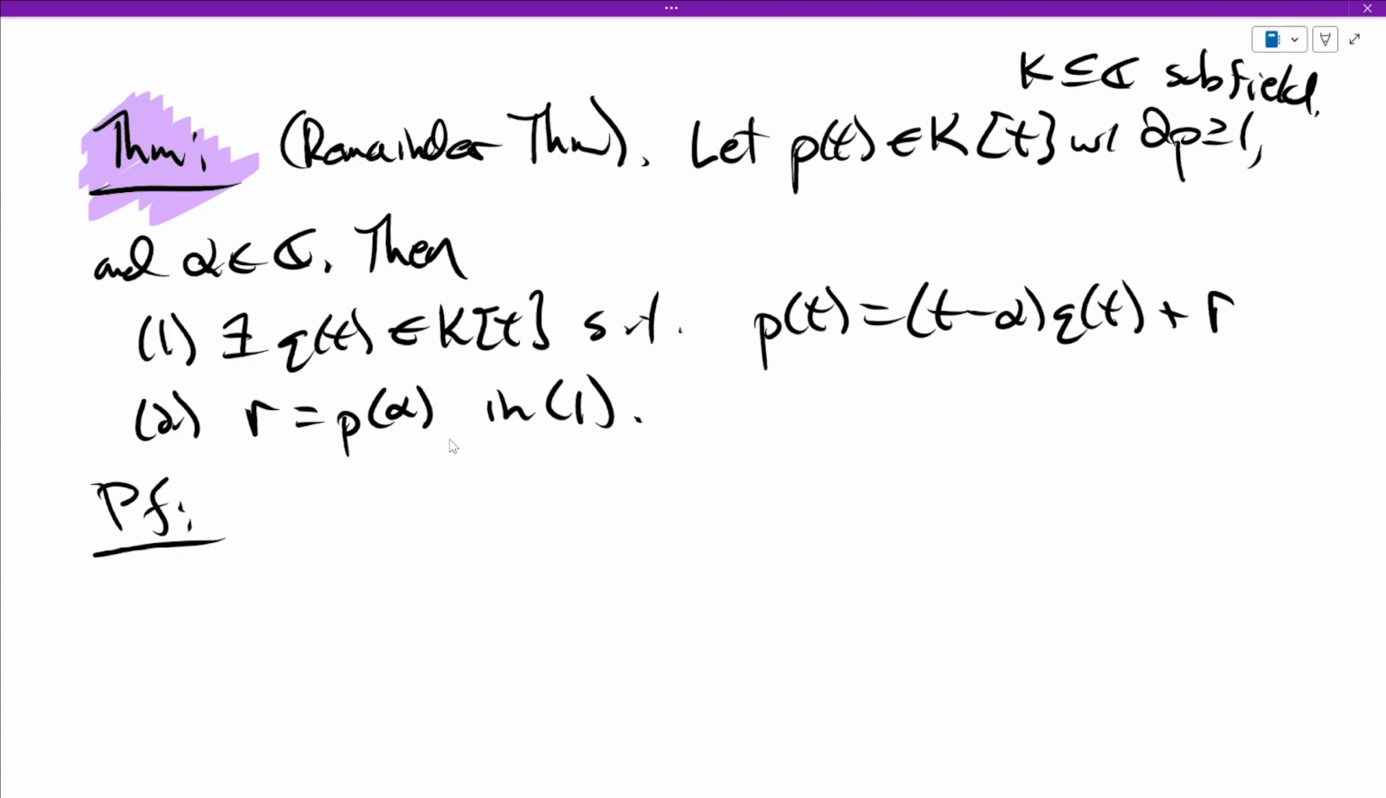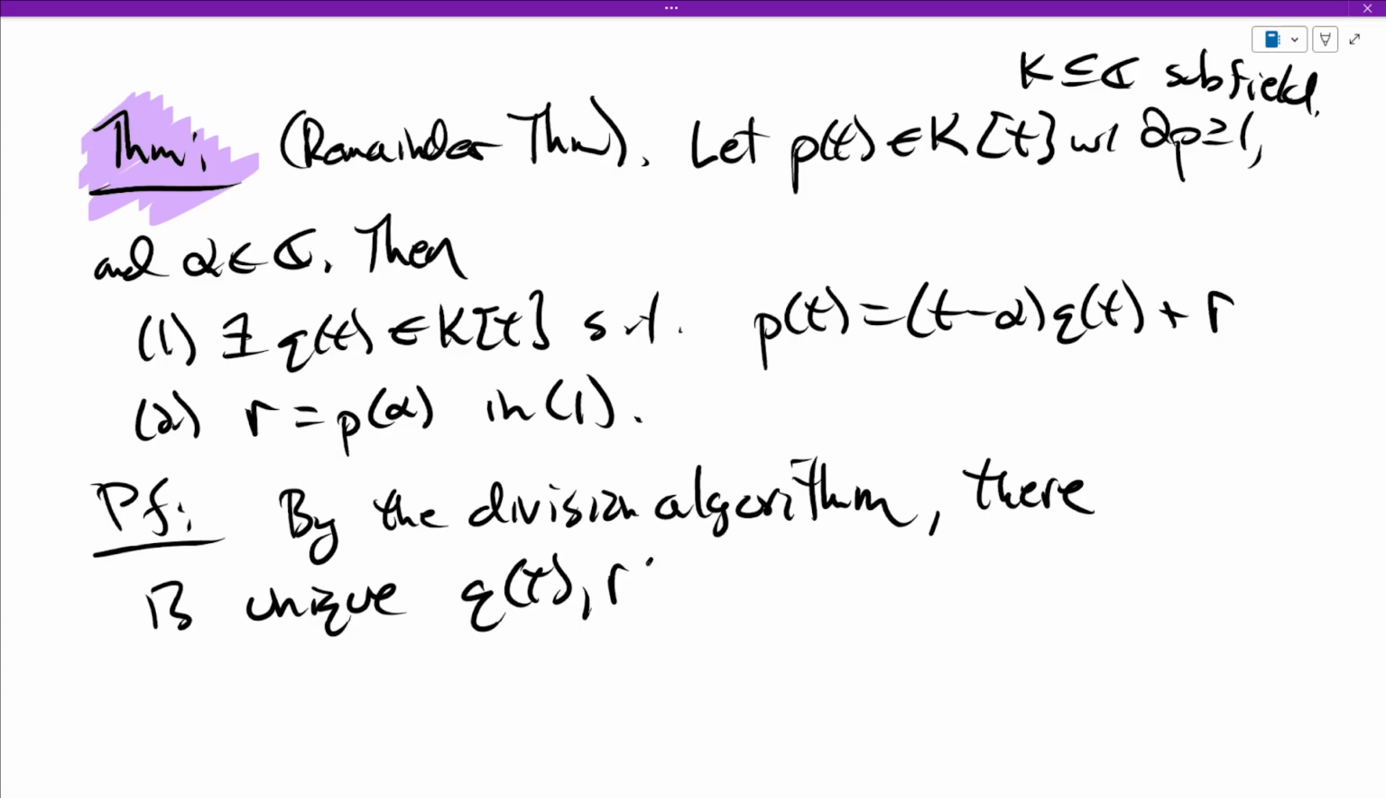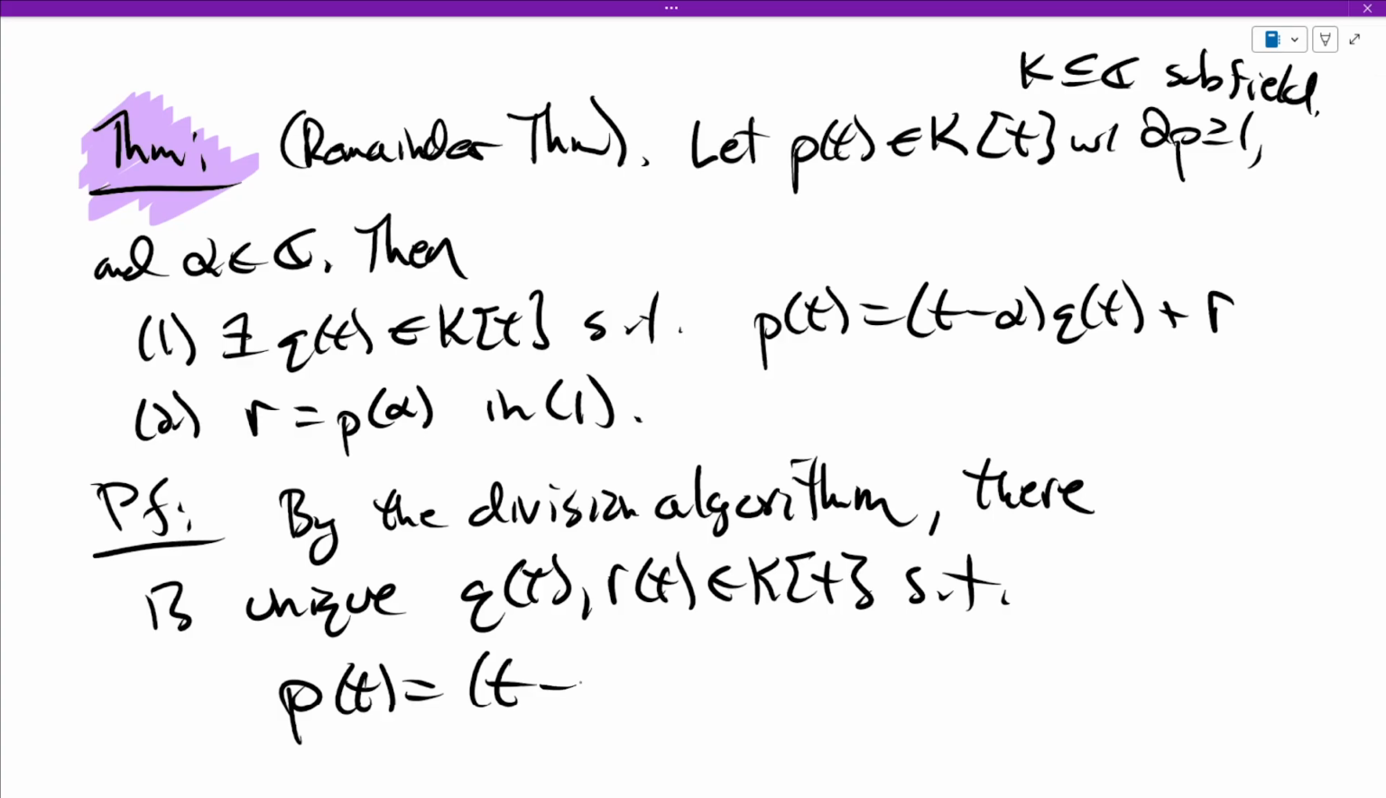Well, let me say it better. By the division algorithm, which applies because we have a field, K is a subfield of C. It wouldn't necessarily apply if we had a subring, but we have a subfield. By the division algorithm, there are actually unique Q of t and R of t in K adjoin t, such that P of t is t minus alpha Q of t plus R of t.